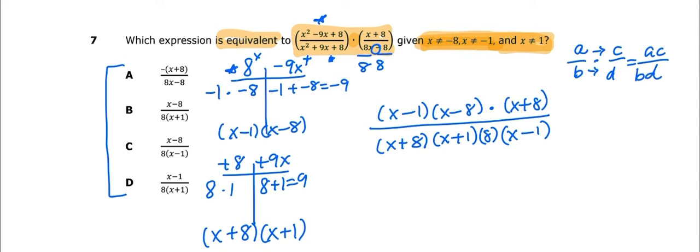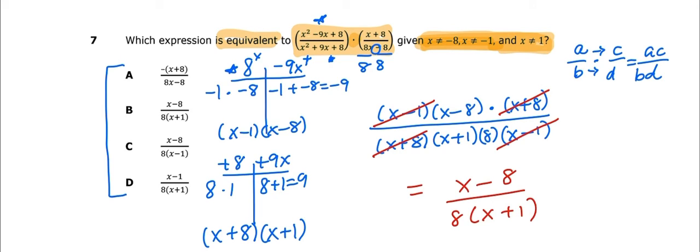So now that I have them all as one fraction, all I have to do is cancel out the common terms. So x plus 8, I have it in the bottom and the top. x minus 1, bottom and top. And so that'll leave me with x minus 8 divided by 8 times x plus 1. I see that B is my answer. That matches exactly, and therefore, I am done.